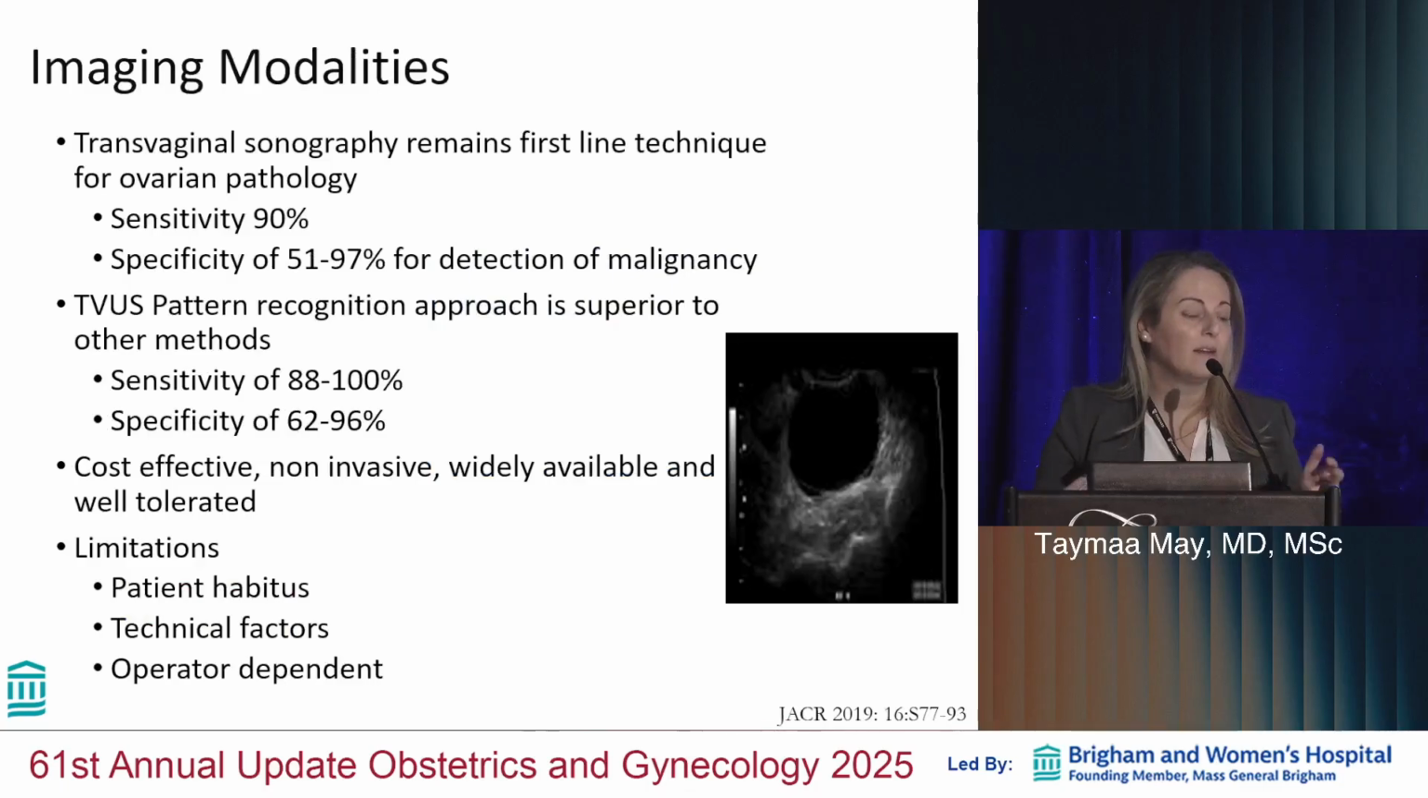Imaging modality, I think, are the gold standard of what we all use. Transvaginal ultrasound is the first-line technique for any ovarian pathology. Sensitivity is over 90%, specificity ranges between 50 and 97% to detecting a malignancy. The pattern recognition approach is superior to other methods. It's cost-effective, non-invasive, widely available, and well tolerated by patients. So we'd usually recommend starting with an ultrasound to see what the findings are.